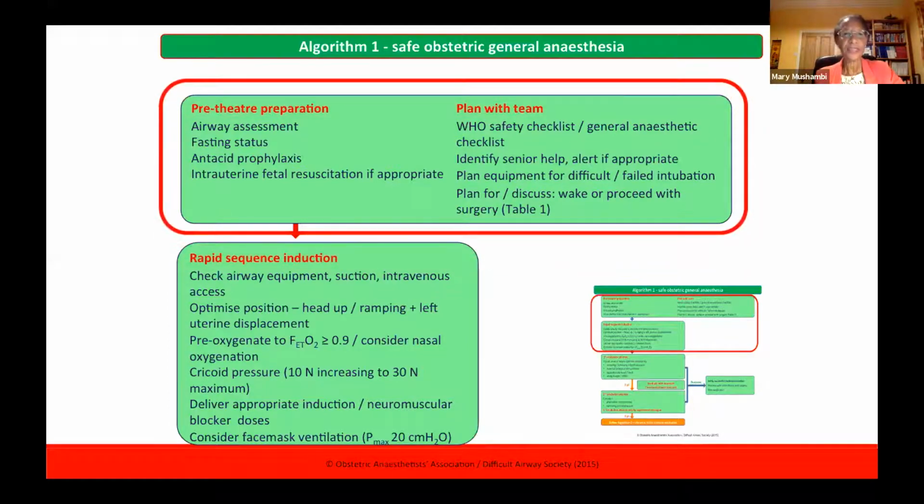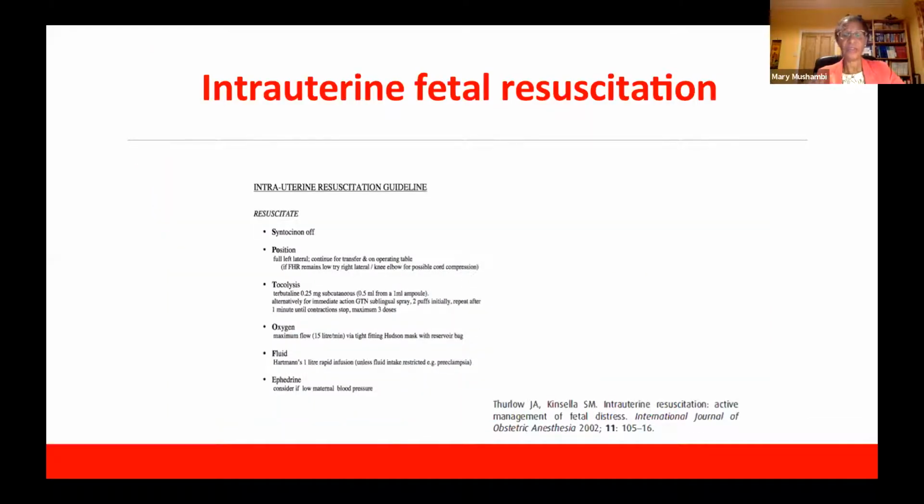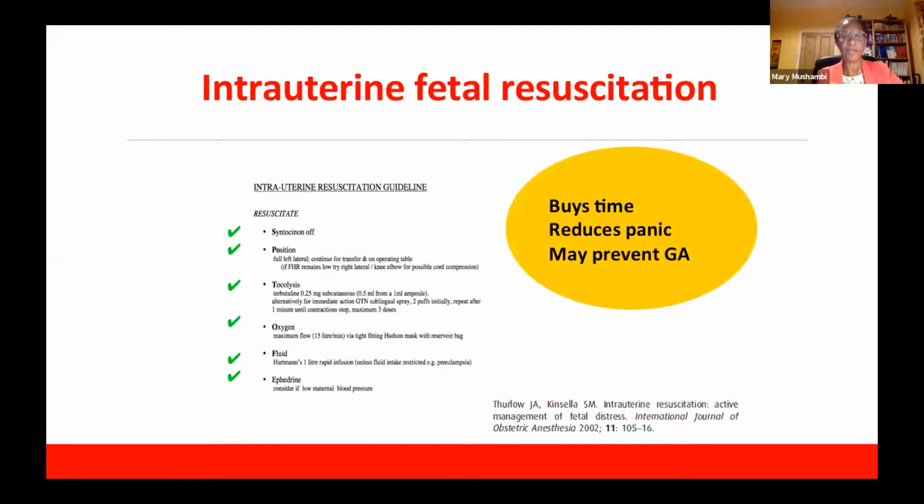So if we start at the top there with the pre-theatre planning and preparation, I'm not going to look at every item on this. I'm just going to focus on some of these, starting off with the intrauterine fetal resuscitation. Now, the reason this is important is because in those incidents of fetal distress, if we carry out these simple measures, we can improve placental blood flow, and therefore it might allow us to buy time to reduce the panic and prevent possibly the need for a general anesthetic.